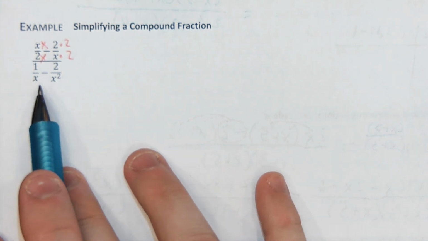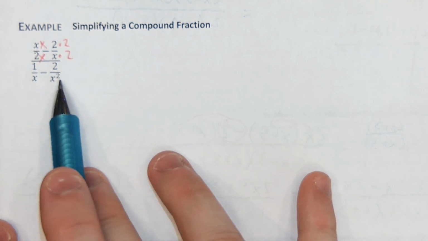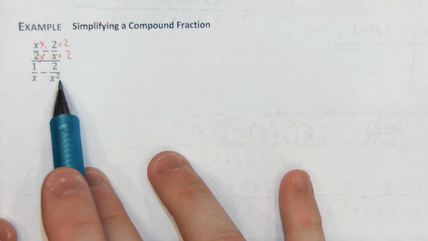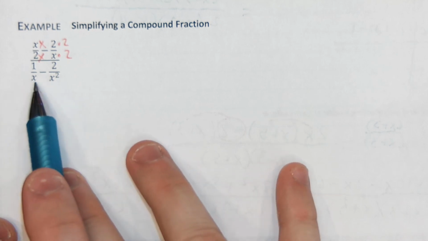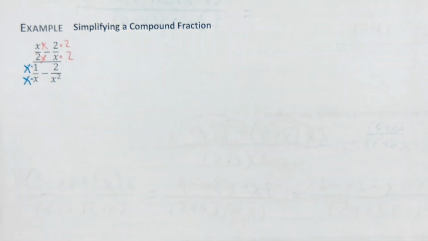Now we look at the bottom fractions. This one's denominator is a single x. This one's denominator is a pair of x's that are being multiplied to each other. Well, this can easily become a pair of x's. I just have to multiply the top and bottom by x. There you go. Let's see what happens.